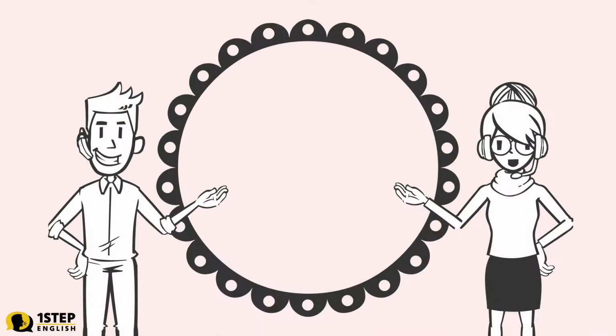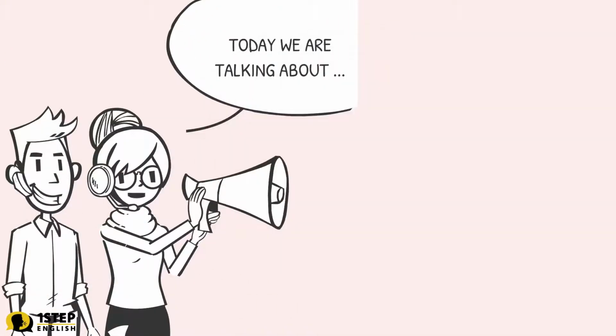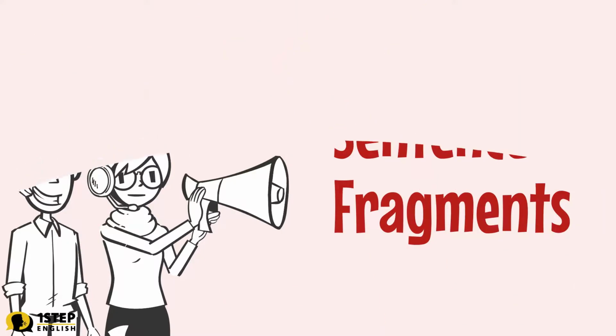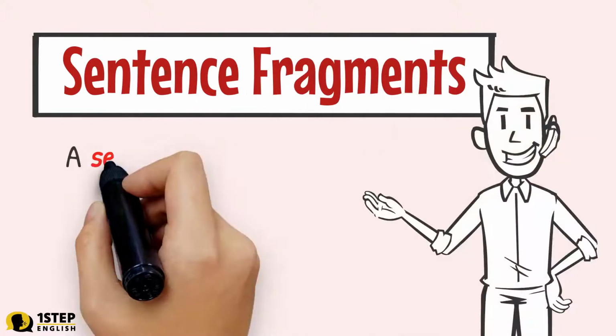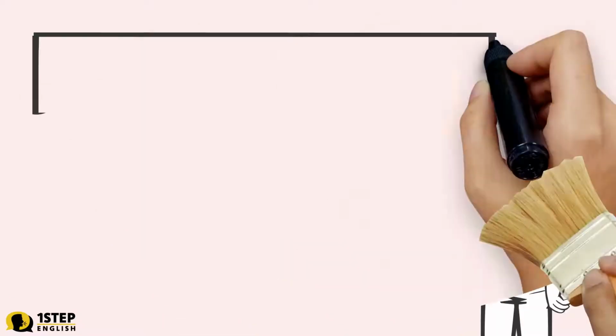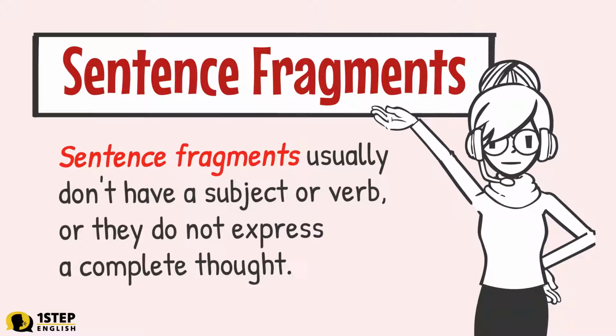Hello. Welcome to One Step English Grammar Crash Course. Today, we are talking about sentence fragments. A sentence fragment may look like a sentence, but it is actually an incomplete sentence. Sentence fragments usually don't have a subject or verb. Or, they do not express a complete thought.